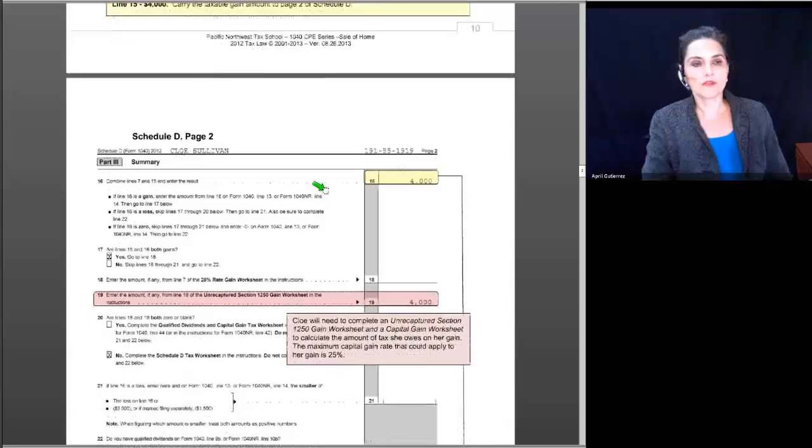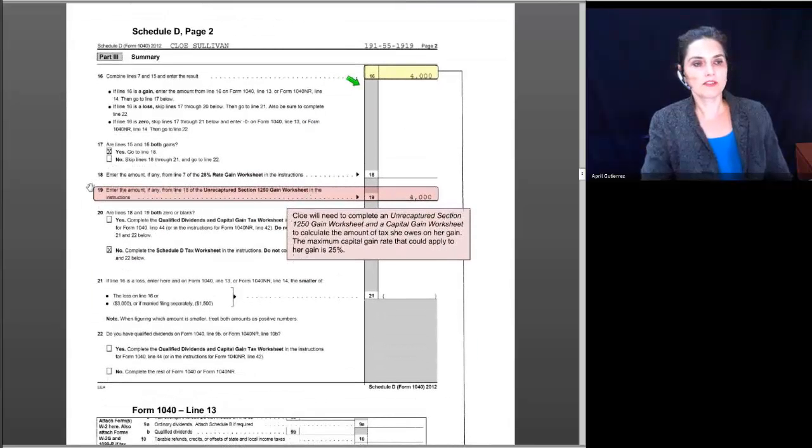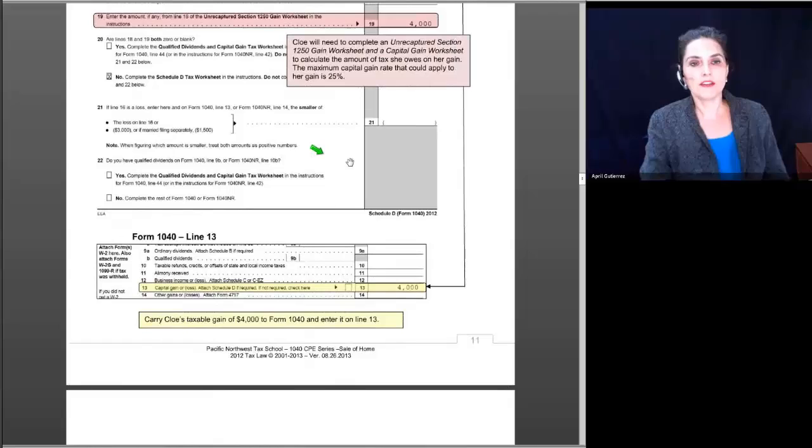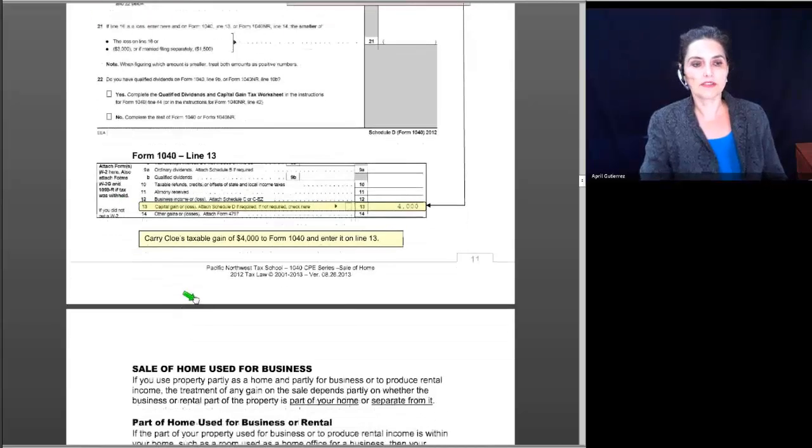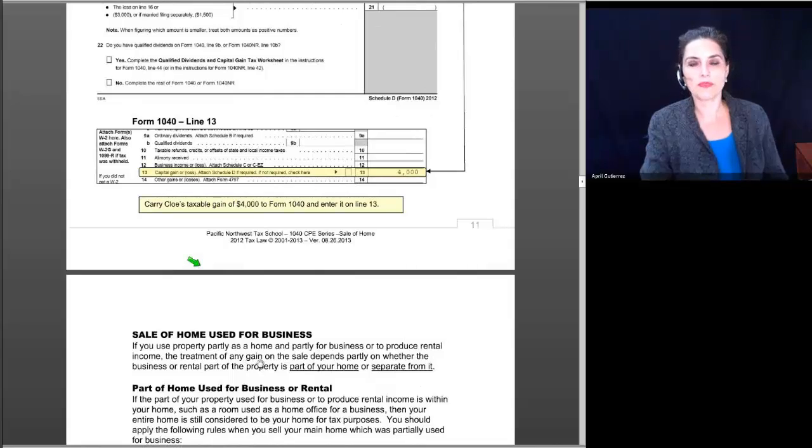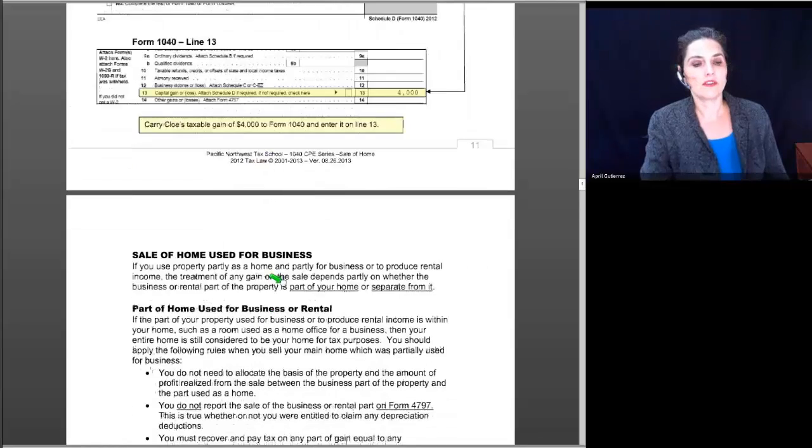And then when we get over to page 2 of Schedule D, we're asked to enter on line 19 what portion of the gain is from a recapture of Section 1250. And 1250 gain is recovery of depreciation on real estate. It's a very specific type of recovery, and whenever you have a recovery under Section 1250, you do need to make an entry for that on line 19 of Schedule D. And then, of course, the final step is to put that $4,000 on line 13 as capital gain income. And when it comes time to calculate her tax, Chloe's going to have to do a Schedule D worksheet to figure out what the rate of tax is that she owes on that $4,000.